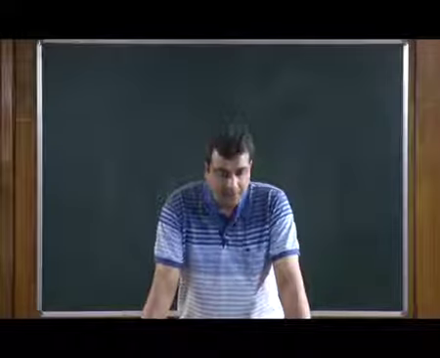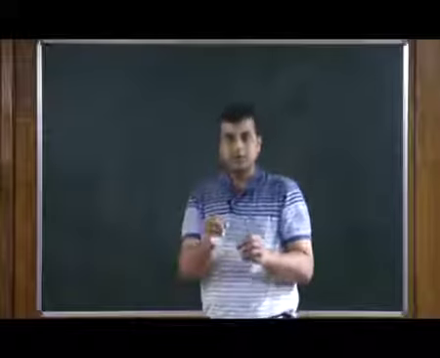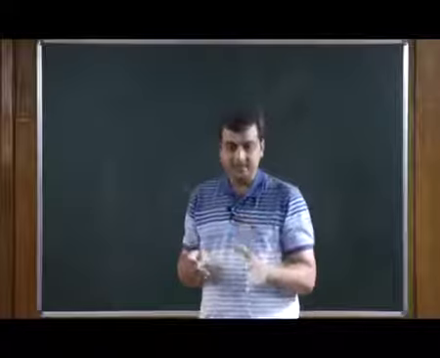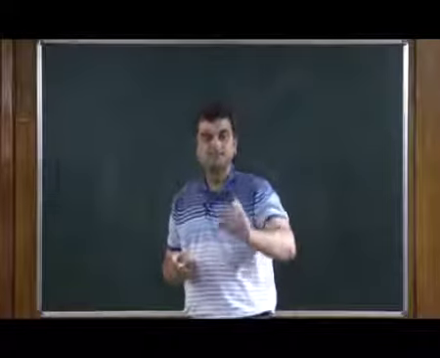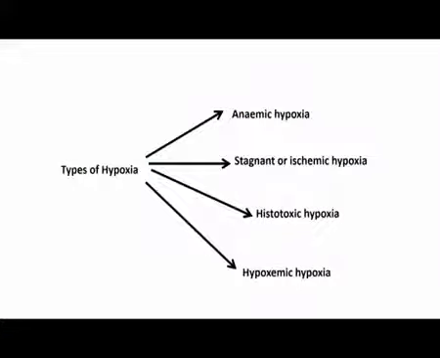So, different types of hypoxia I had just noted down here: anemic hypoxia, stagnant or ischemic hypoxia, histotoxic hypoxia and hypoxemic hypoxia. The terminology should not be confusing, but we need to understand why these terminologies are very specific. So, in the next slide, let's see what anemic hypoxia is.